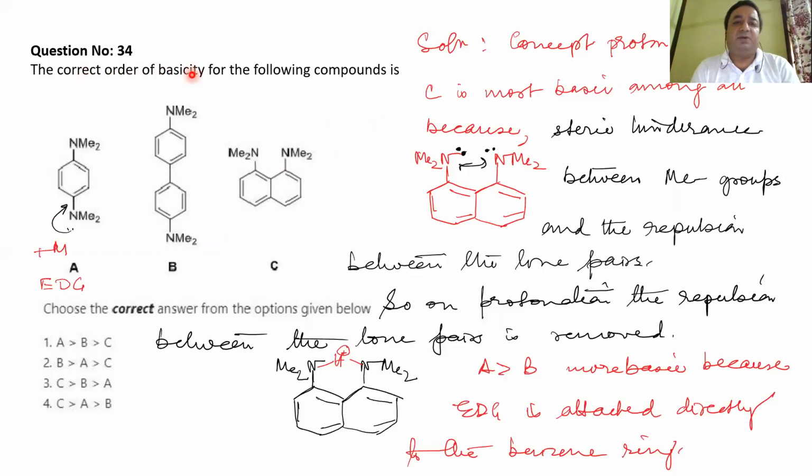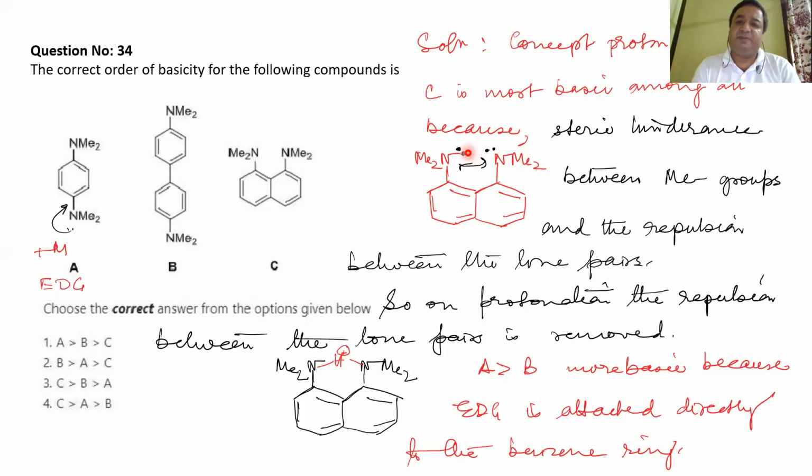We have to predict the correct order of basicity of the following compounds. Now we have A, B, and C. If you look at compound C, please note I've drawn it here, it has 2 lone pairs and there are methyl groups. So obviously these lone pairs are going to repel each other. Now it is in a fused ring, so there will be heavy steric repulsion between these lone pairs on the nitrogen atoms. And also there will be some steric hindrance coming from the methyl groups attached to the nitrogen atoms.